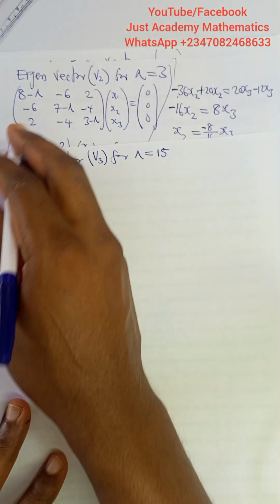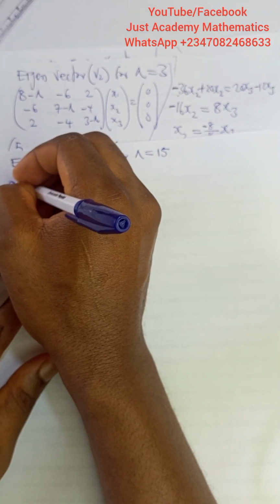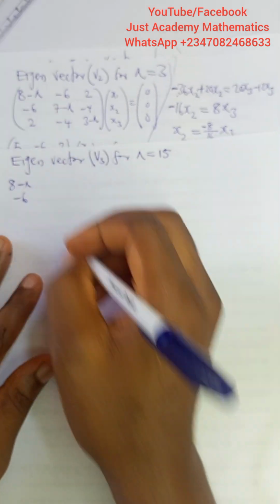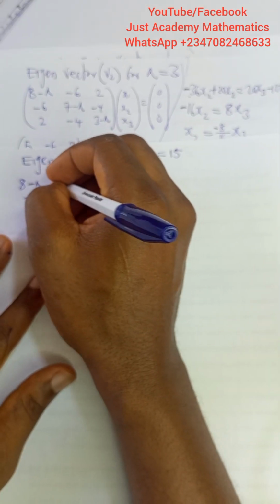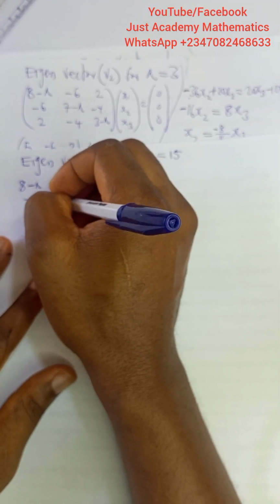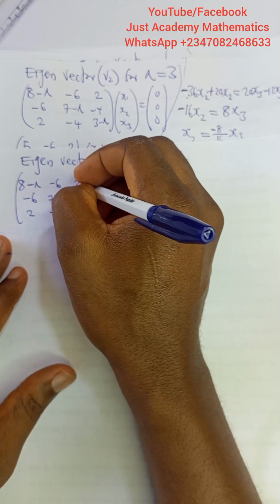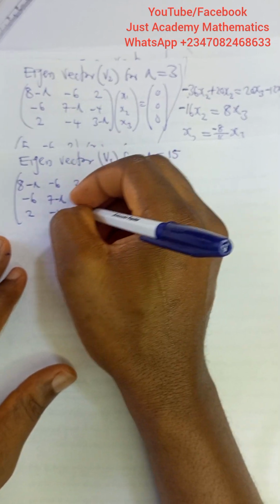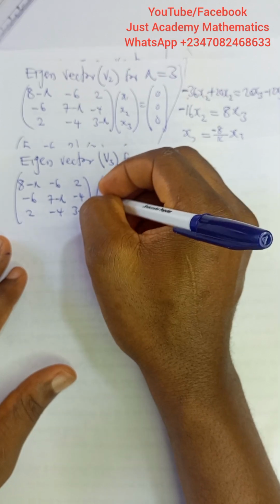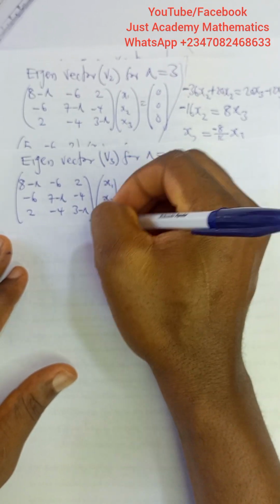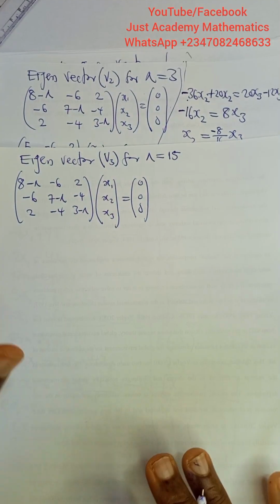I need to copy out this again. So once again, we have 8 minus lambda, minus 6, 2; minus 6, 7 minus lambda, minus 4; then 2, minus 4, 3 minus lambda, times x1, x2, x3 equals to 0, 0, 0. So that is what we need.